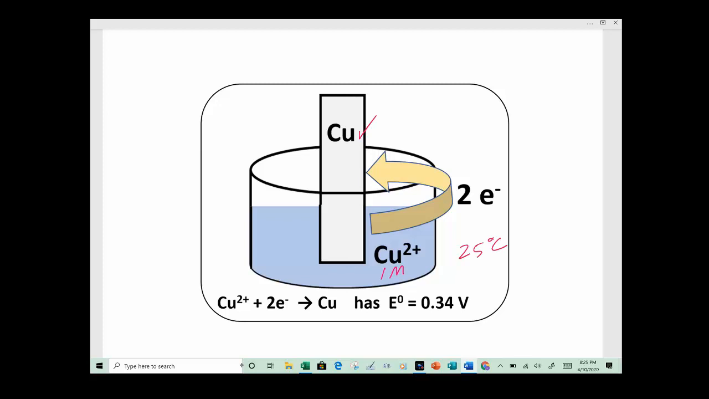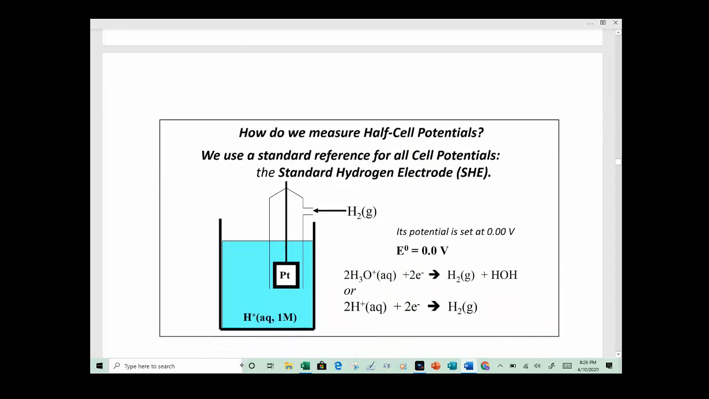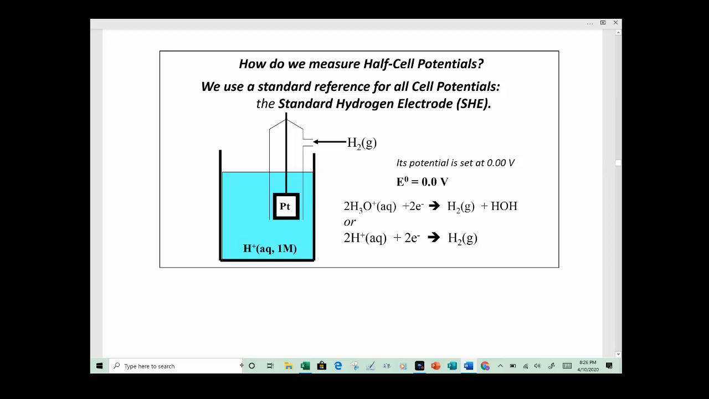I haven't shown the other half cell, but what happens here is that the copper ion in solution picks up electrons. Those electrons go into it here and it plates out as copper atoms. And this is the chemical reaction. That's the cell potential. How do we measure cell potentials like that voltage?